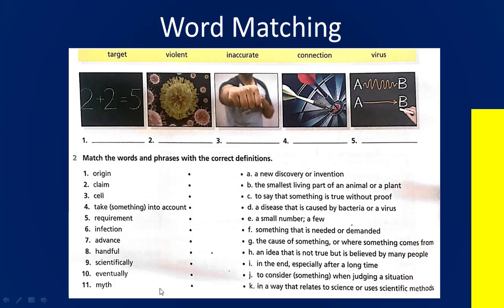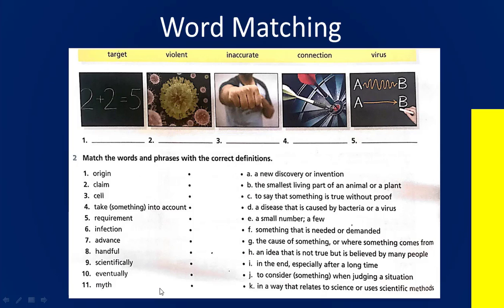So are you ready to check your answer, everyone? Okay, so teacher would like you to check the first one, the word origin. Origin means the cause of something or where something comes from. Okay, I mean the original one. And okay, number 2, the word claim. To claim something means that you say that something is true without proof. To claim that. Okay.